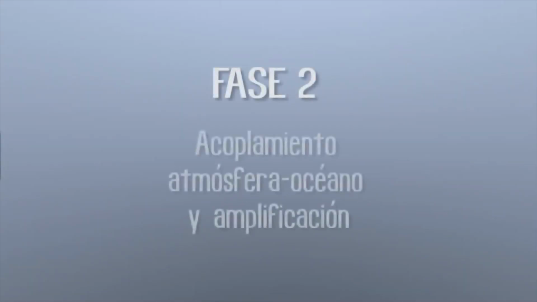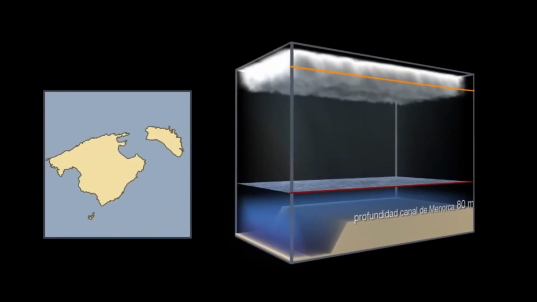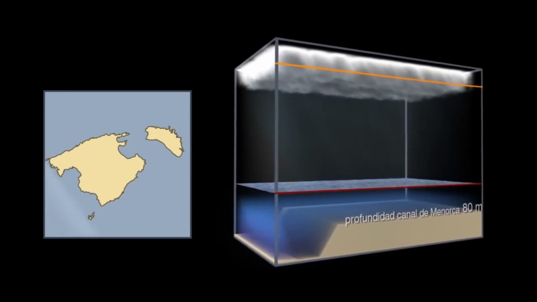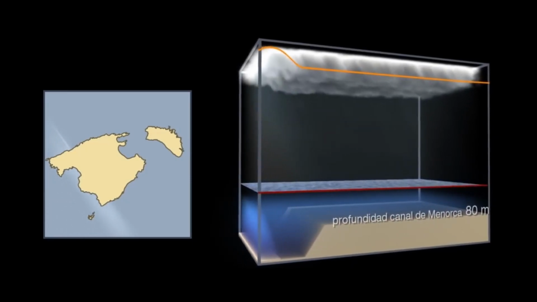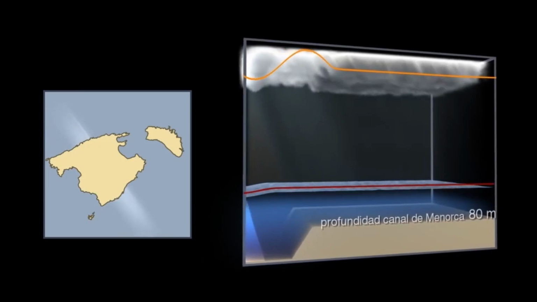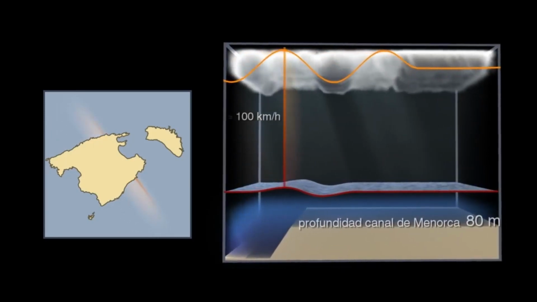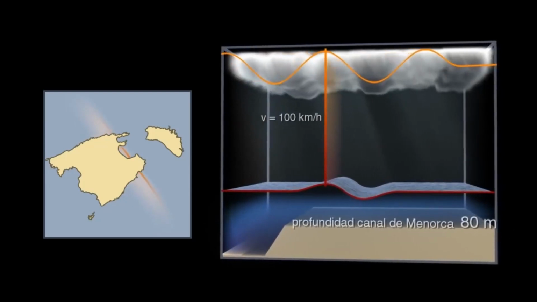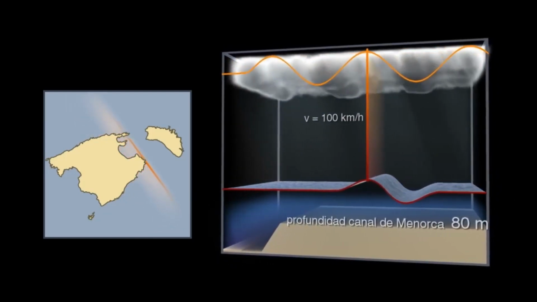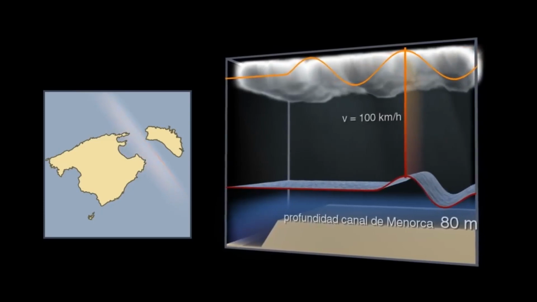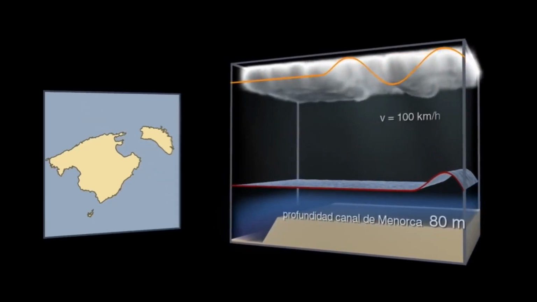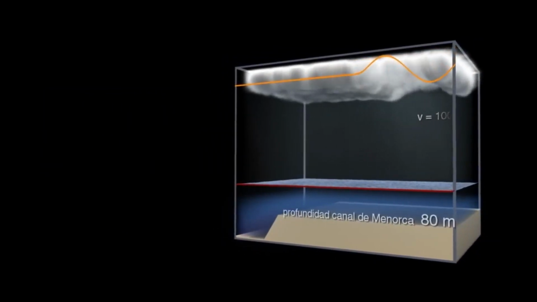Phase 2: Atmospheric oceanic coupling and amplification. When ocean waves reach the Menorca Channel, which is approximately 80 meters deep, they slow to approximately 100 kilometers an hour, and this may cause coupling with the atmospheric disturbance, wave or pressure jump. As long as this coupling lasts, there is an efficient energy transfer, and ocean waves are rapidly amplified, reaching some tens of centimeters in amplitude.